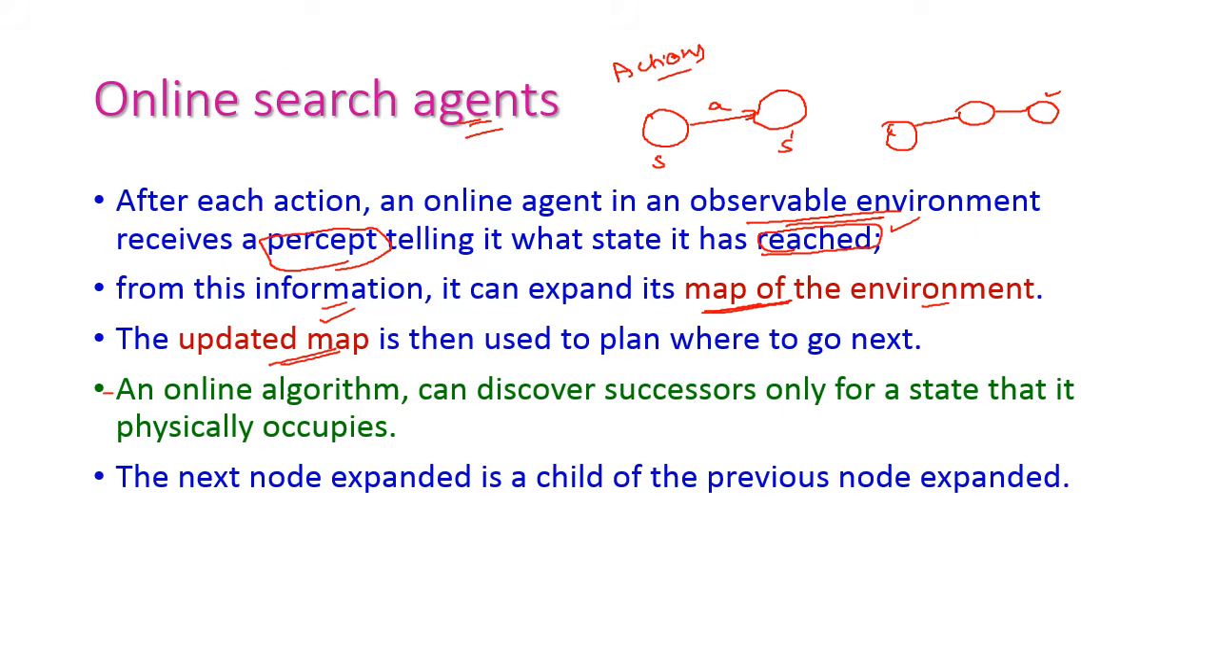So in an online algorithm, it can discover the successor only for the state that it physically occupies. See, it can observe the S dash only if it physically reaches this particular state. And the next node expanded is a child of the previous node. See, if we reach this particular state, then this will become the child and this will become the parent.